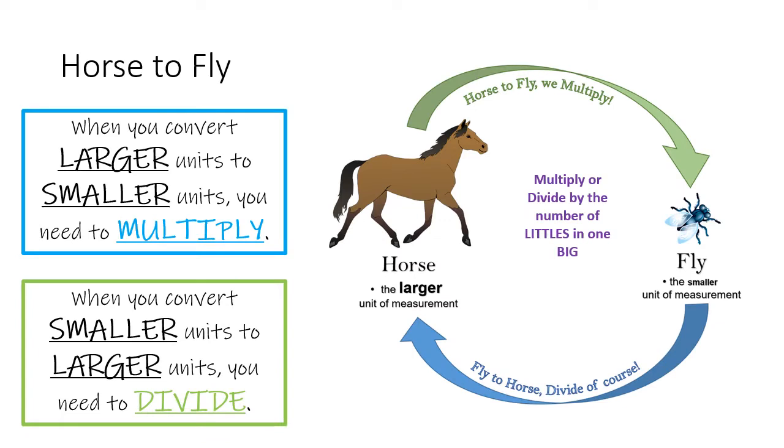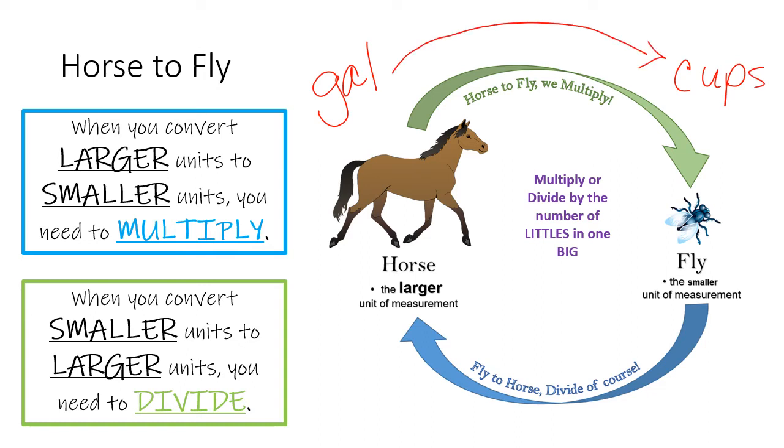Here is our example. Larger unit, like let's say we were going from a gallon and we wanted to change it to cups, which is a smaller unit. That would be horse to fly, and you would multiply. If you were going from a smaller unit to a larger unit, like let's say pints, the abbreviation for that is PT, to quarts, QT, you would divide. Fly the horse, divide, of course.